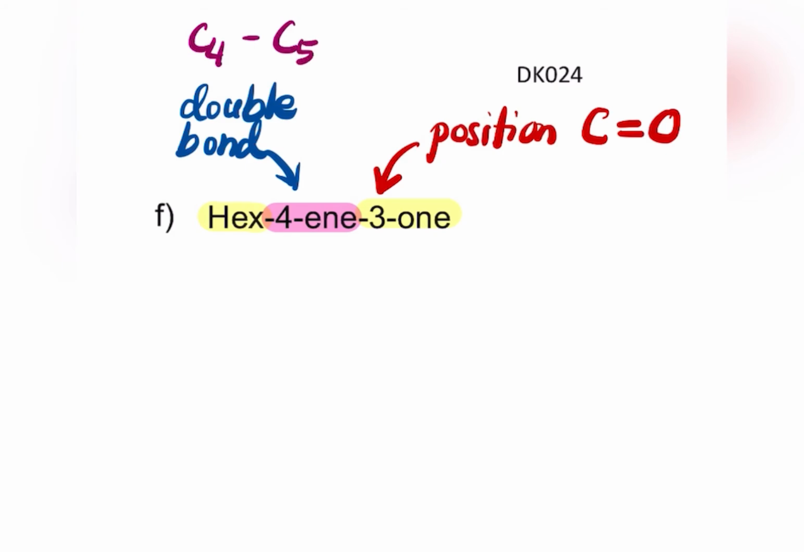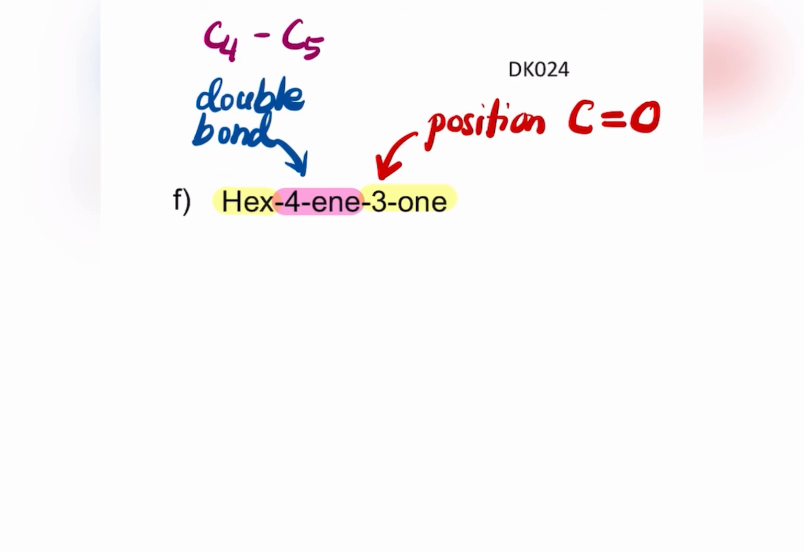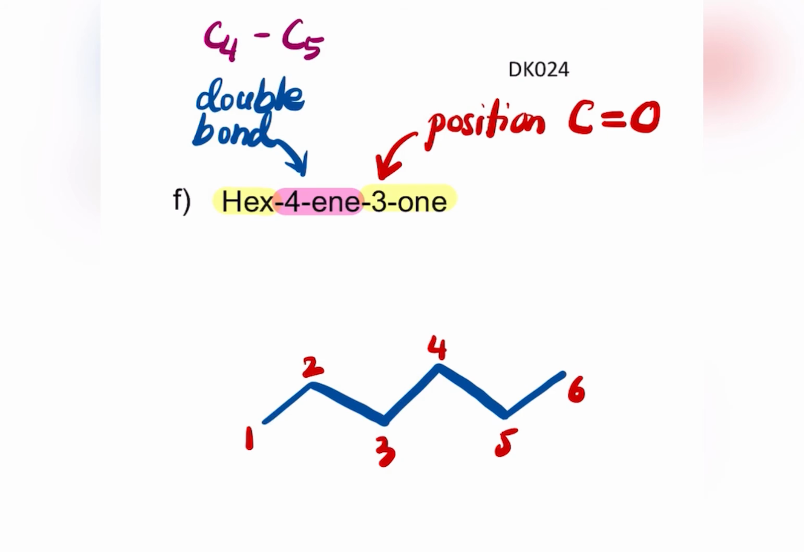So how to draw this structure F? I'm going to show 6 carbon atoms first. So 1, 2, 3, 4, 5, 6. So give the numbering. And after that, I'm going to show at position carbon number 3 my double bond O, my carbonyl group. So I have double bond O. And next one, at position between carbon 4 and carbon 5, I have a double bond. So this will be structure F. So please be careful. It's quite special for this case.